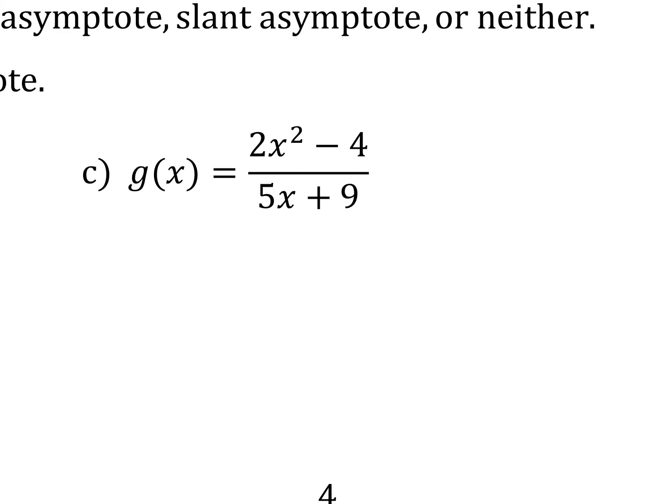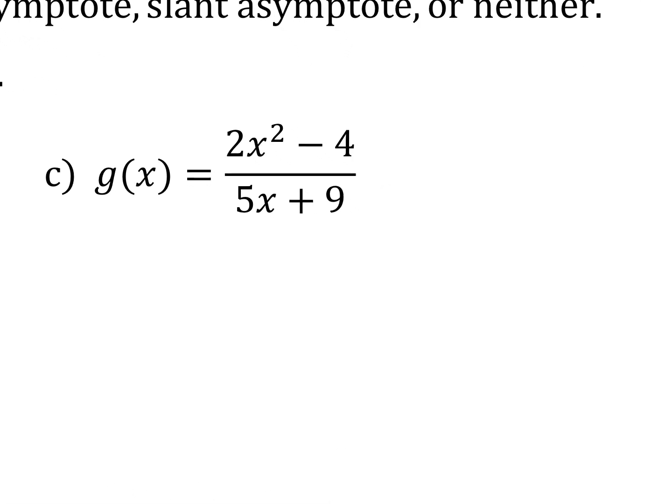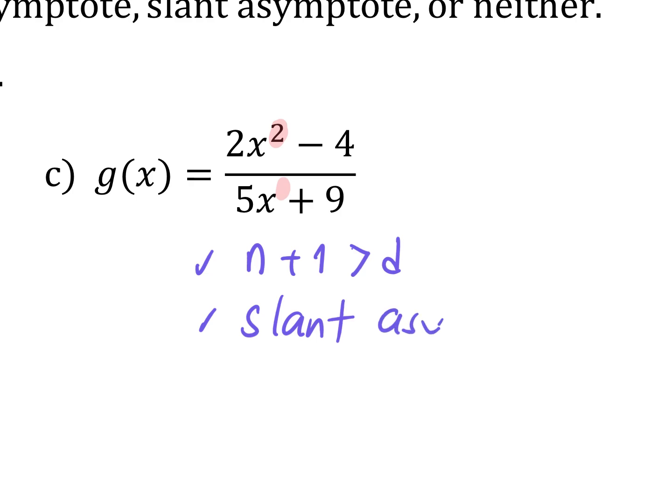Okay, so let's look at the next. What did you notice in here? The numerator's degree is higher than the denominator by 1. So we can say therefore that the numerator is actually greater than the denominator. If this is the case, we're going to create a slant asymptote in here. I will just put it as SA.